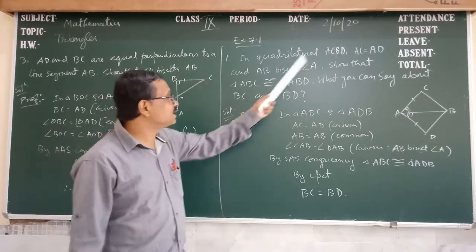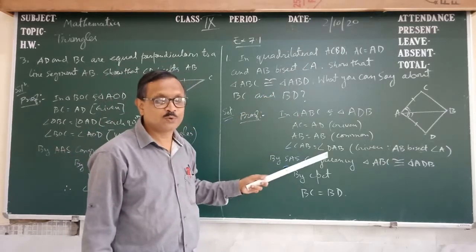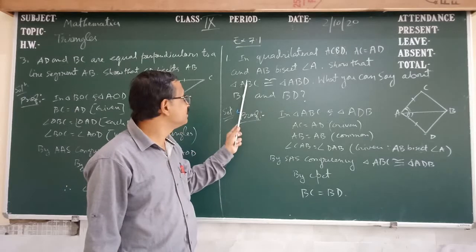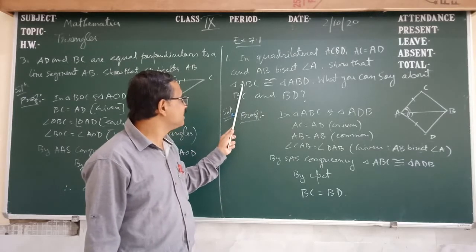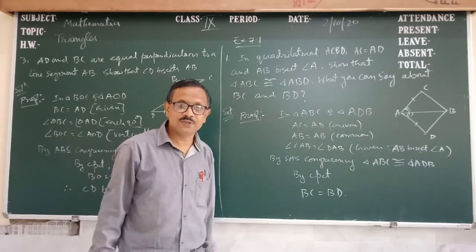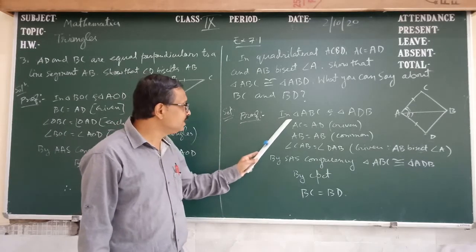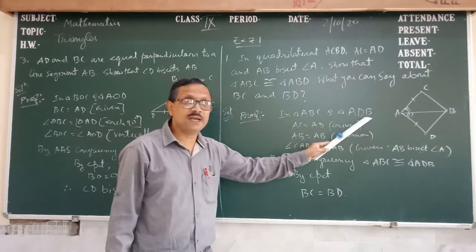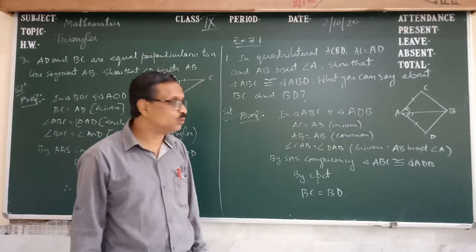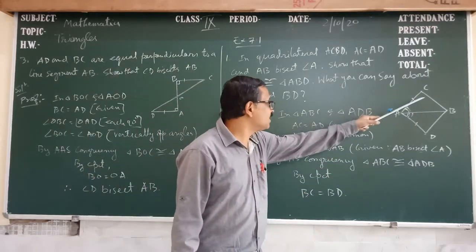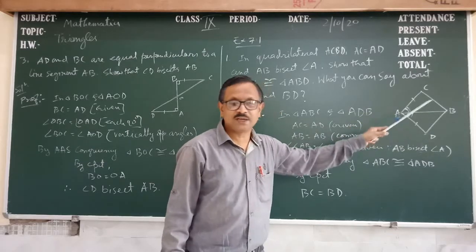So what is given, that is given here. What we have to prove? In the to-prove you will write that triangle ABC is congruent to triangle ABD. Now I am writing the proof. In the proof, in triangle ABC and triangle ADB, there are two triangles. You look, ABC is one triangle and ADB is another triangle.